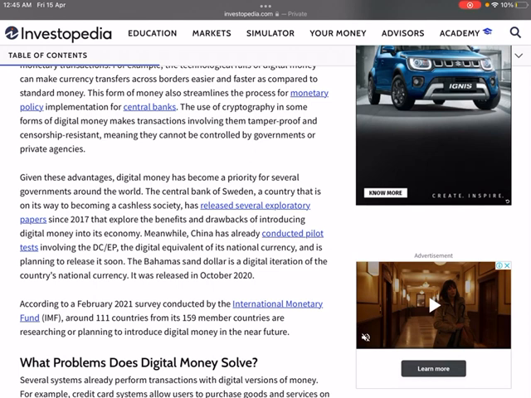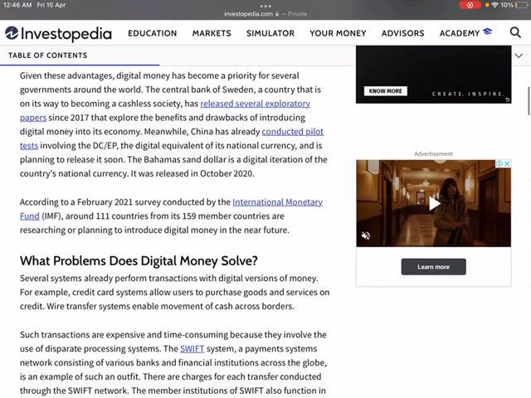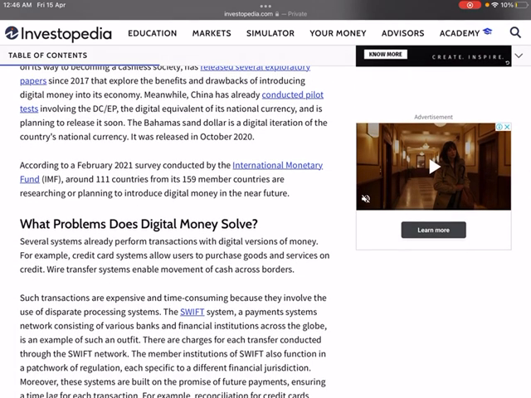The Central Bank of Sweden, a country that is on its way to becoming a cashless society, has released several exploratory papers since 2017 that explore the benefits and drawbacks of introducing digital money into its economy. Meanwhile, China has already conducted pilot tests involving the DC/EP, the digital equivalent of its national currency, and is planning to release it soon.